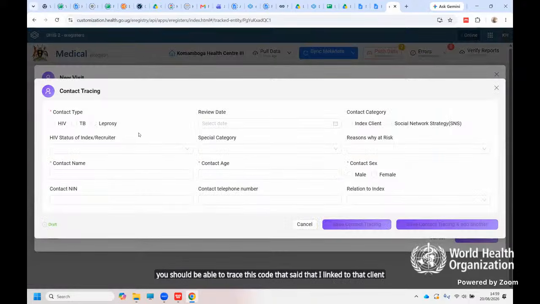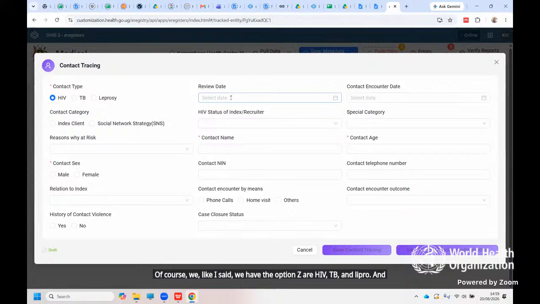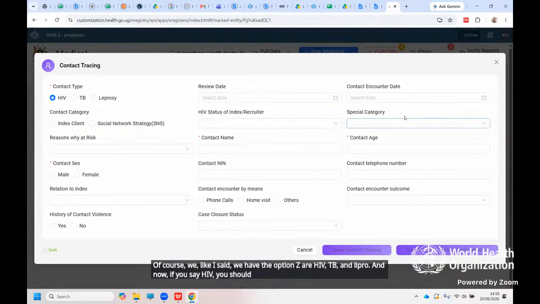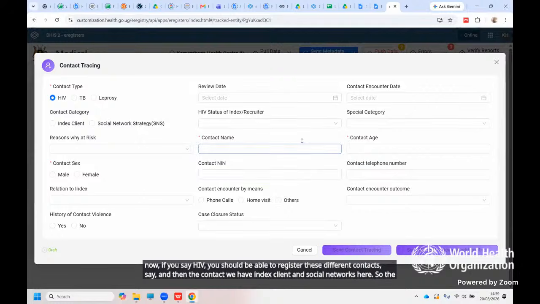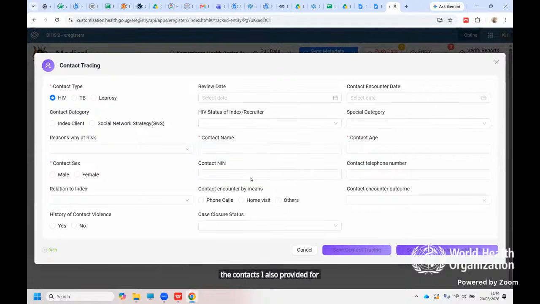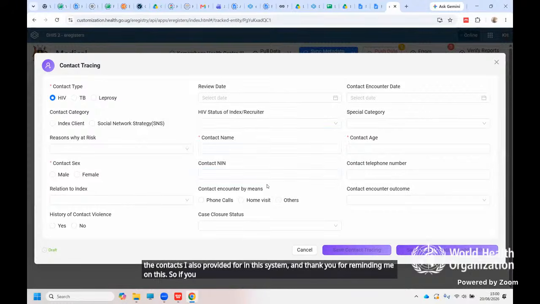Like I said, we have the options here: HIV, TB, and leprosy. If you say HIV, you should be able to register these different contacts, and the contact types we have are index client and social networks. So the contacts are also provided for in this system, and thank you for reminding me on this. If you register all these clients, you should be able to have this data aggregated and reported.